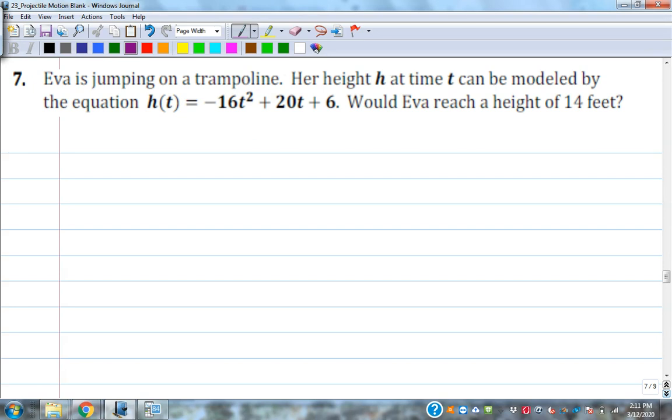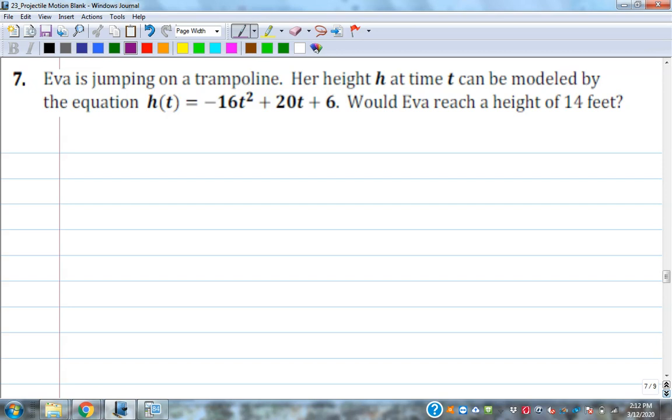Number 7, jumping on the trampoline. Would Ava reach a height of 14 feet? Okay, if we find the vertex, what does that tell us? The maximum height. If that maximum height was greater than 14, will Ava ever reach 14 feet? If it is less than 14, no, she doesn't. So again, you could find the vertex there and decide if she ever does reach 14 feet. That's one way to do it. I think that's the easiest way.